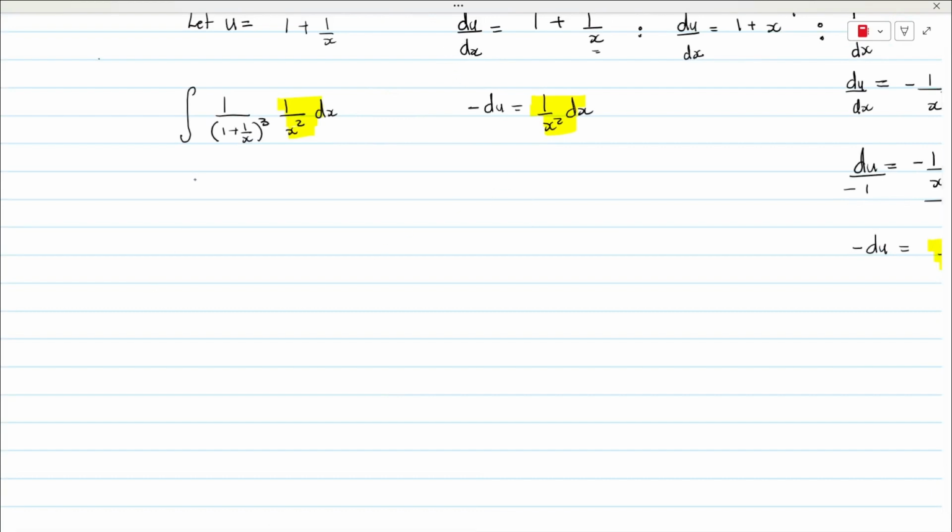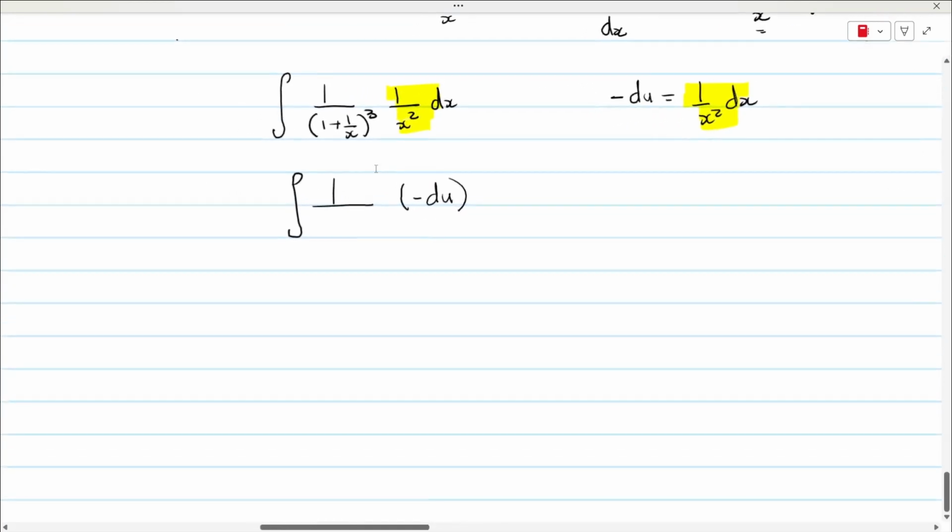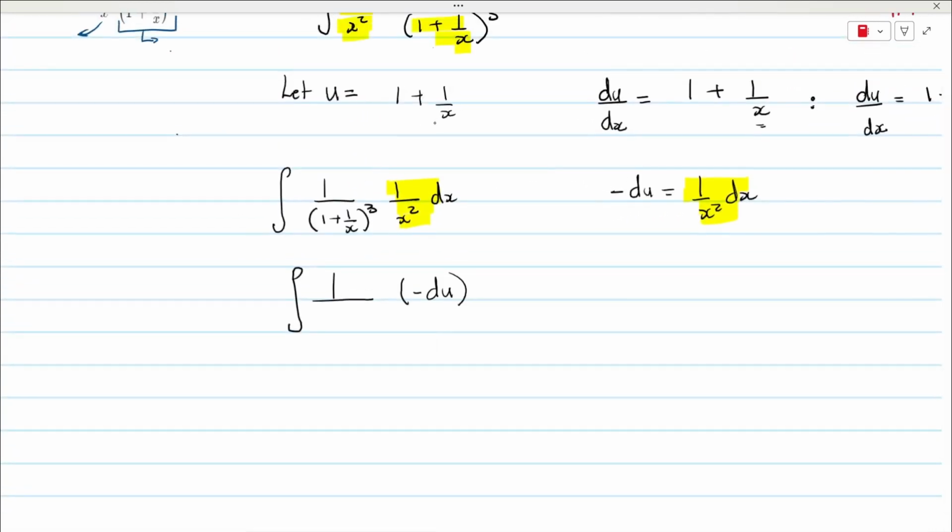So I rewrite my expression. This is the integral of 1 all over. Remember, now I can substitute this expression with my du. So my 1 all over x squared dx expression becomes negative du. Okay, I want to express everything in terms of u so that I can apply the power rule for integration. I've already said that I want to let my u be equal to 1 plus 1 all over x. So this is the u. So if I put u here, it's easier to work with.